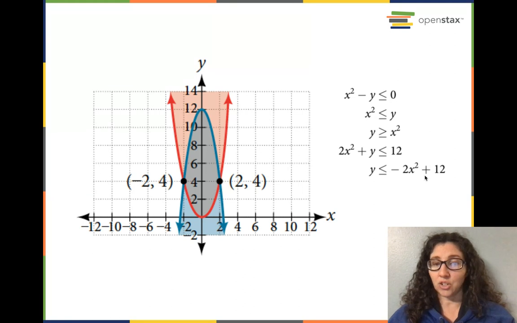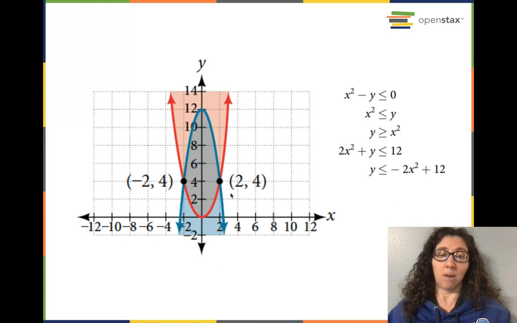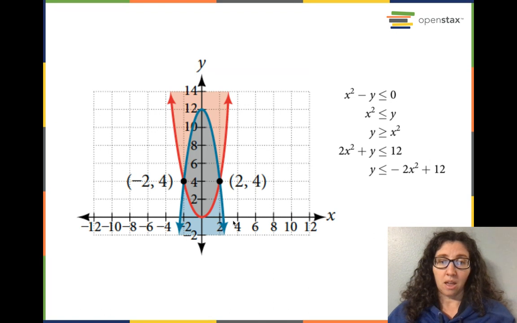I can factor to find the x-intercepts. The y-intercept is going to be 12. I know it opens down because the leading coefficient is negative, right? So I can put that all together, and I'm going to get a parabola that looks like this. And I'm going to use a solid line because the inequality is less than or equal to. So I have 2 solid parabolas. And now I'm going to figure out if the area inside or outside of the blue parabola satisfies this inequality. So let's choose the origin, right?